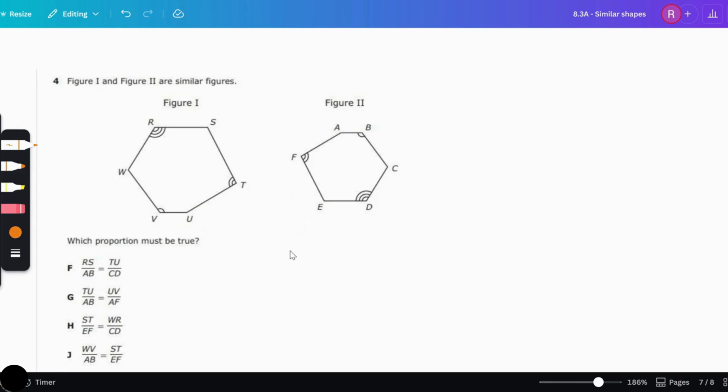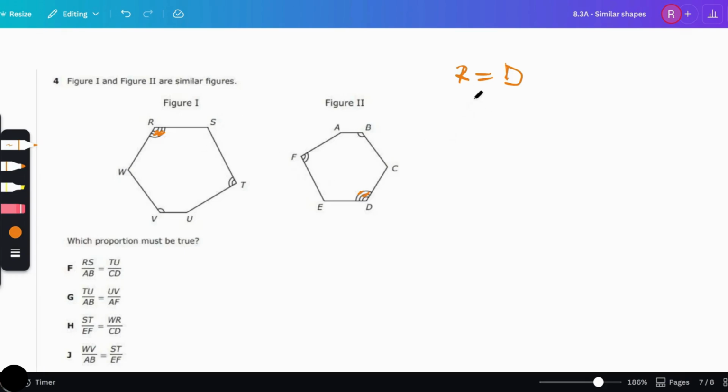This one looks tricky, but it is not that tricky. All you have to do is turn this one so that this place will be equal to this place. So from this shape now, we can say that angle R is equal to angle D. If you turn it and look, this one has three markings here, this one also has three markings. So angle R is equal to angle D.